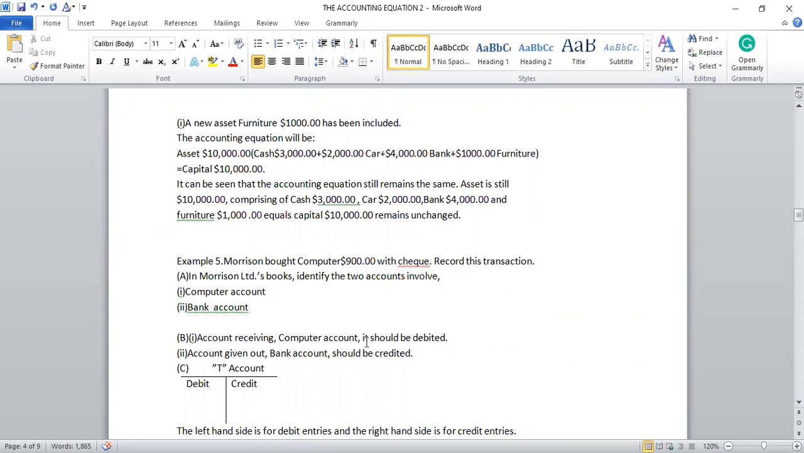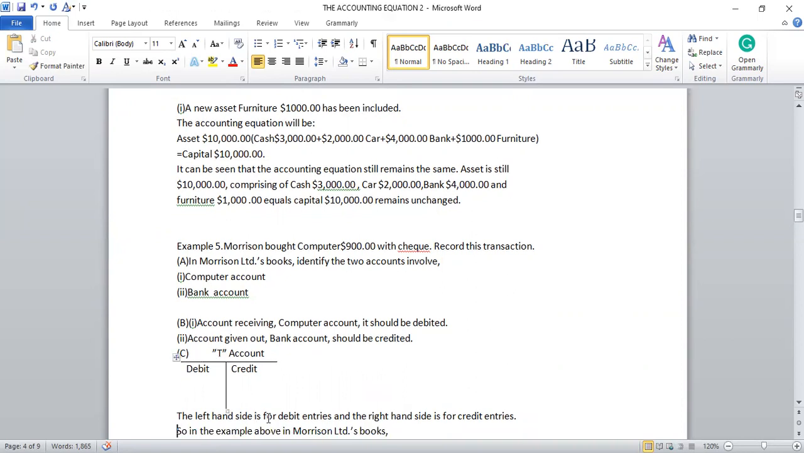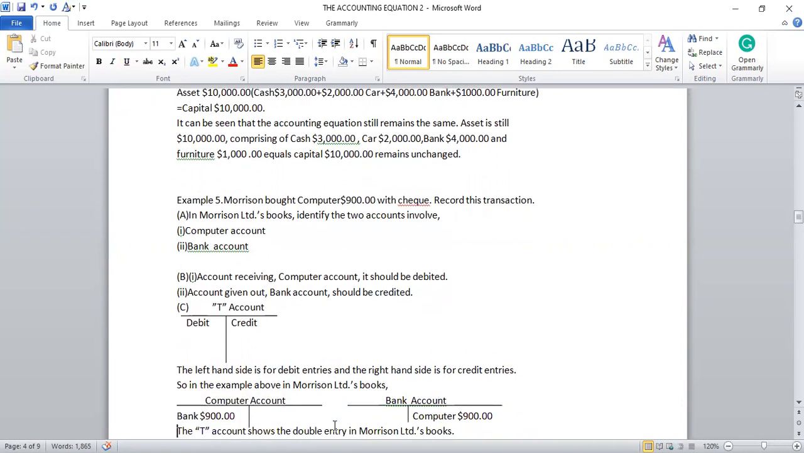The next step is B. Account receiving, computer account, should be debited. Account giving out, bank account, should be credited. Then the next step, the T account. The left-hand side is for debit entries and the right-hand side is for credit entries. So in the example above, Morrison Limited books, computer account, bank, $900. The bank means the corresponding entry can be found in the bank account. So when we come to the bank account, computer, $900. Computer means the corresponding entry can be found in the computer account.